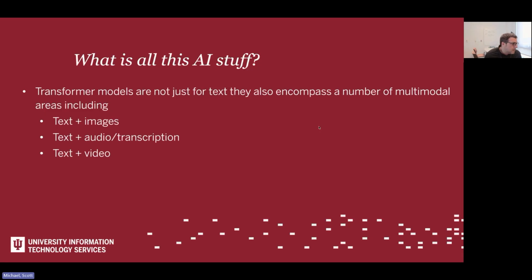So transformer models are not just good for text alone, but they can also do things like image classification, or they can be used in conjunction with image classification models to do text plus images, text plus audio, text plus video, and things like transcription. So we've seen a lot of new releases of LLM models and a lot of new capabilities that have come out within the past just year or two.